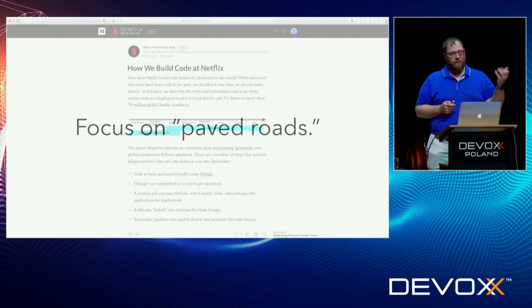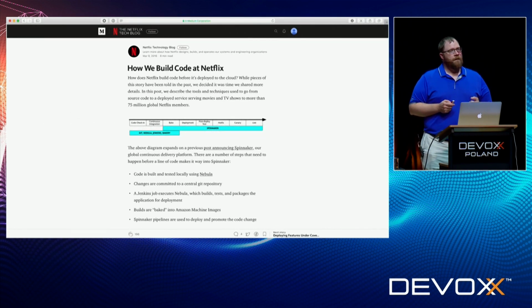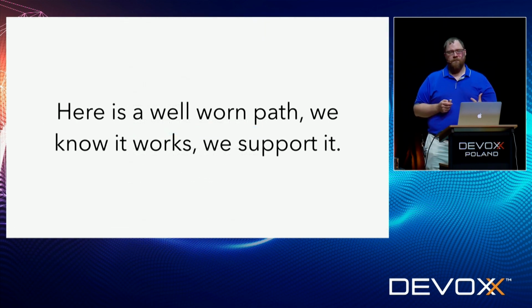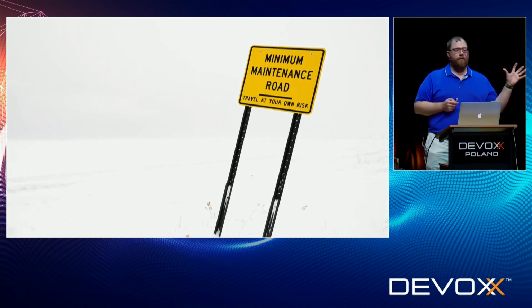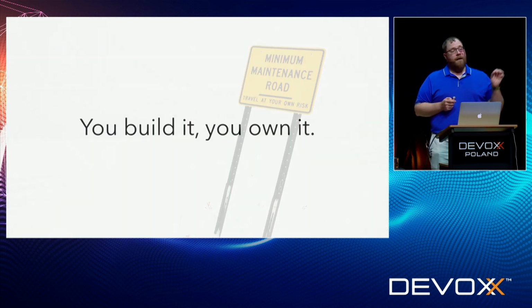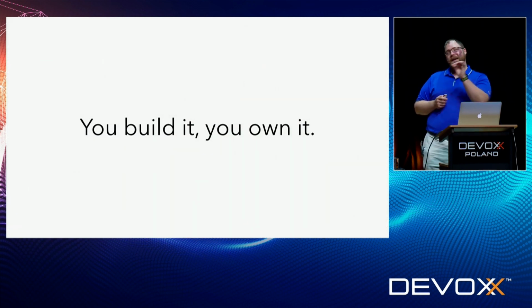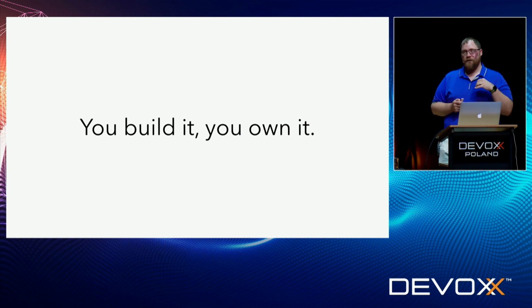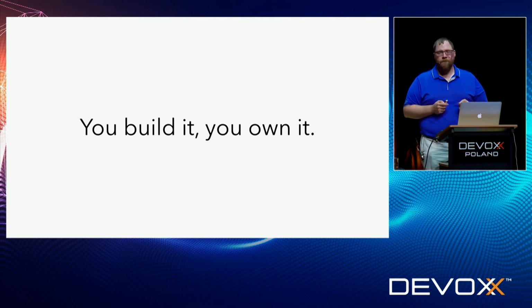Again, that's what's typically being done here. This is a well-worn path. We know how to support it. Work with that. Minimum maintenance road, you are on your own. You are accountable. You are responsible. You build it, you own it. And by the way, that also means if you made a bad technical choice, and 3 or 4 months later, we might have to have a really uncomfortable conversation about your bad technology choice.